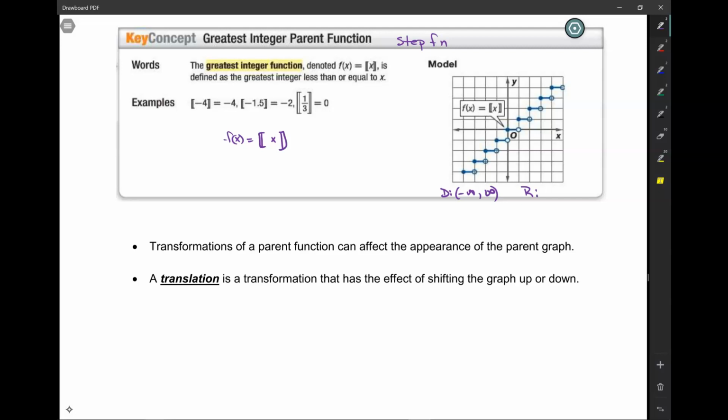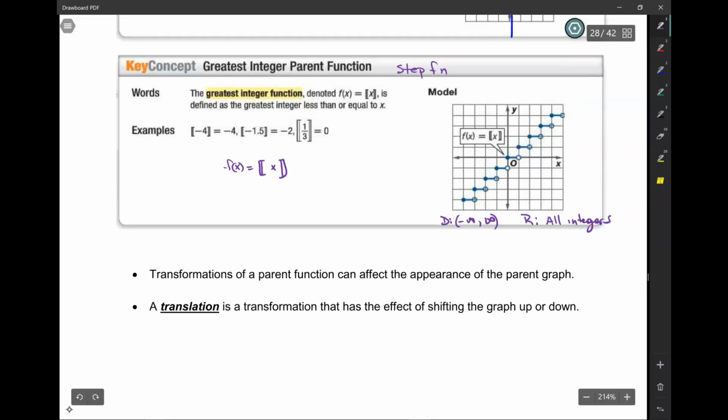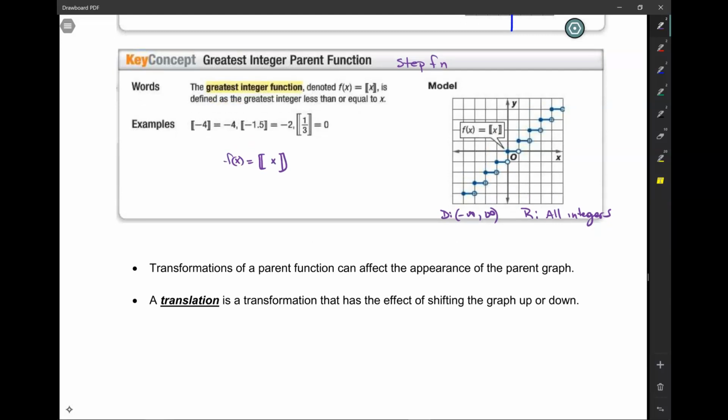So 1, 1.1, 1.2, 1.3, 1.4. All real integers. Okay, so the range is just all integers. And so the step function is that, for all x's between 0 and 1, the value is the lower integer. So when x is 0, 0.1, 0.2, 0.3, the value is the lower integer. When x is 2.1, 2.2, 2.3, 2.4, the y is the lower integer, just 2. That's what the greatest integer function does.